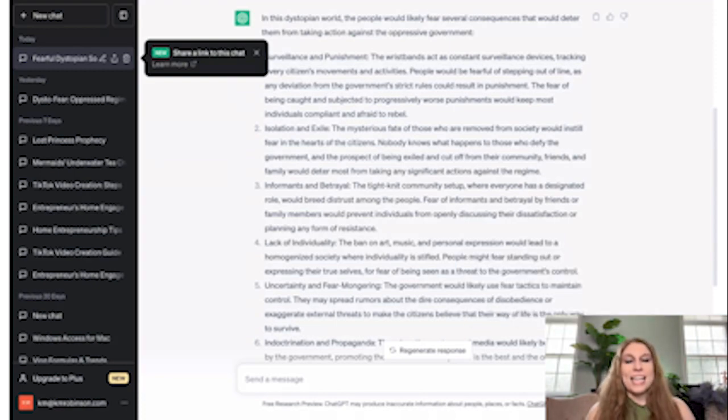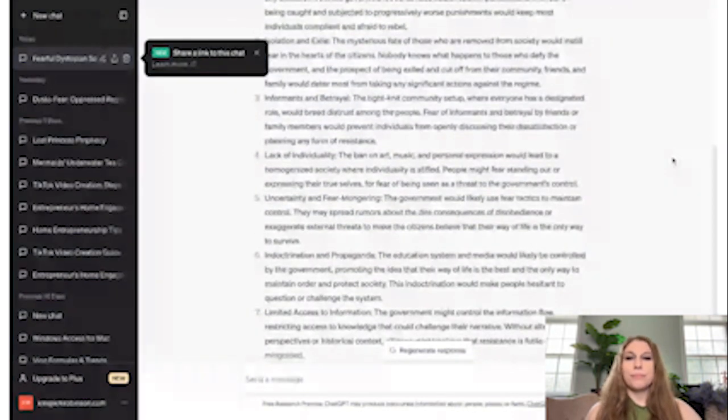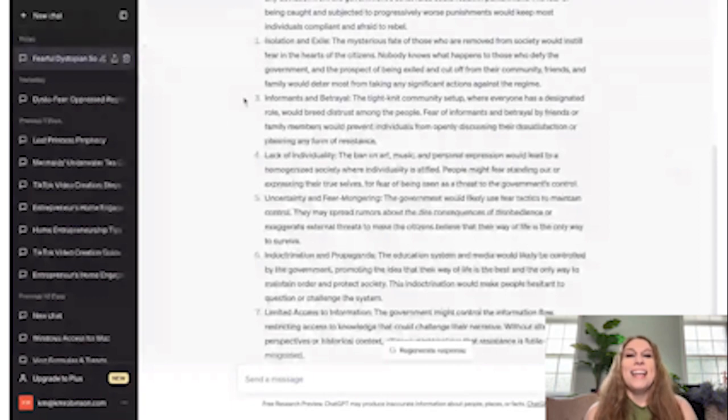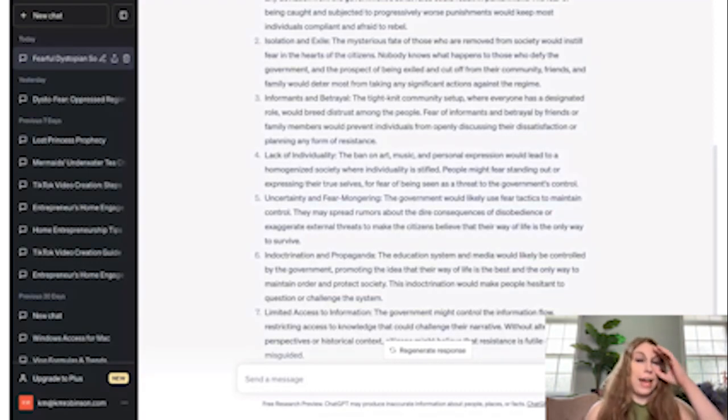Okay, number 3 goes on to say informants and betrayal, which is actually pretty interesting sounding. We love that. And it says the tight-knit community setup where everyone has a designated role would breed distrust among the people. Fear of informants or betrayal by friends or family members would prevent individuals from openly discussing their dissatisfaction or planning any form of resistance. That is such a good and valuable point. People aren't going to freely have communication about this because you never know who's going to rat you out. So that could be something you heavily lean into for your story.